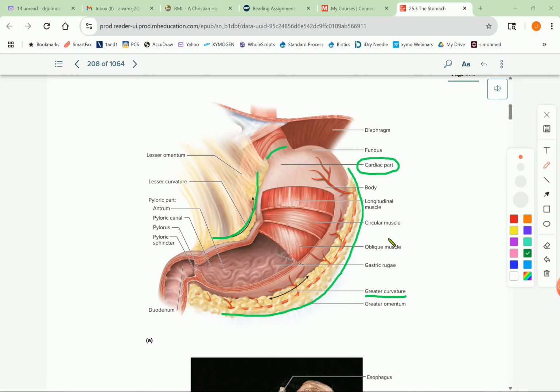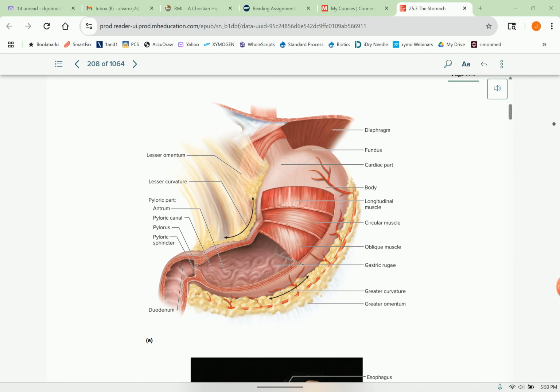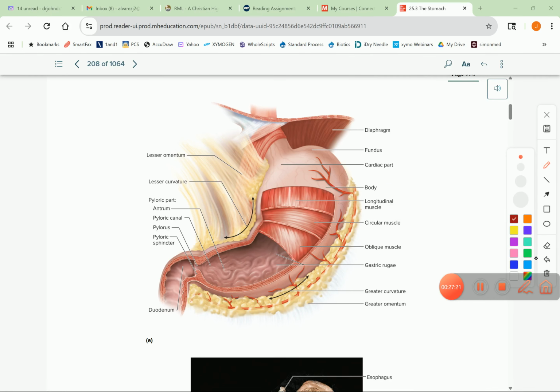There are three different muscle layers: the oblique muscle, the circular muscle, and longitudinal. Okay, those are in no particular order, but those are the three muscle layers. All right, the gastric rugae, so these little folds that you see inside the stomach, those are called the rugae. And very important structure, the pyloric sphincter. Okay, so that is known as the gatekeeper of what is now called chyme.